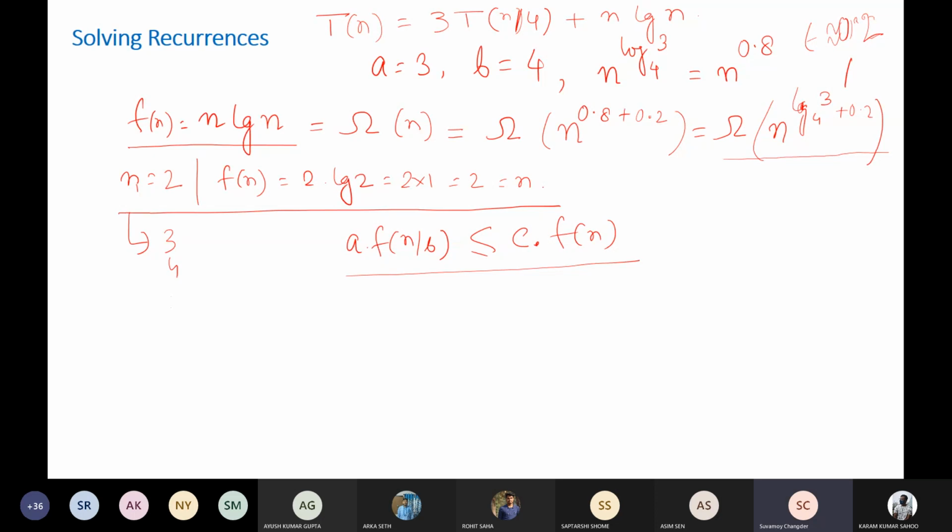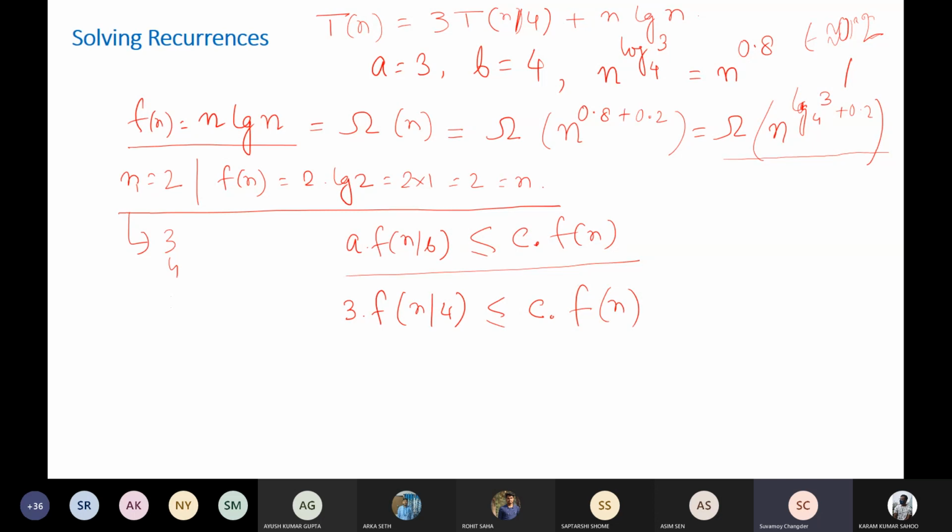What is a? a is 3. f of n by 4. We should get a constant which is less than 1. f of n means later we will consider. So first, since it is n by 4, it will always be divided into 4 sub arrays. So the minimum value you can consider is 4, because if you consider 1, it will be 1/4. So if a sub array contains 1/4 element, it is not possible.